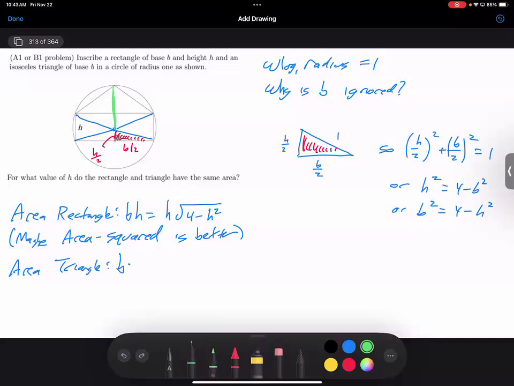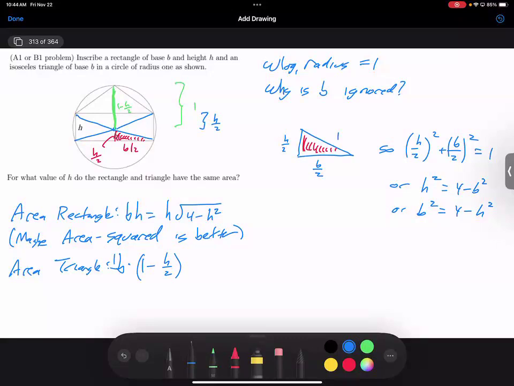Do we know what the green line is? I guess we know the radius is 1, which is the green line. You know, h over 2. So 1 minus h over 2. Good. So the height is 1 minus h over 2.